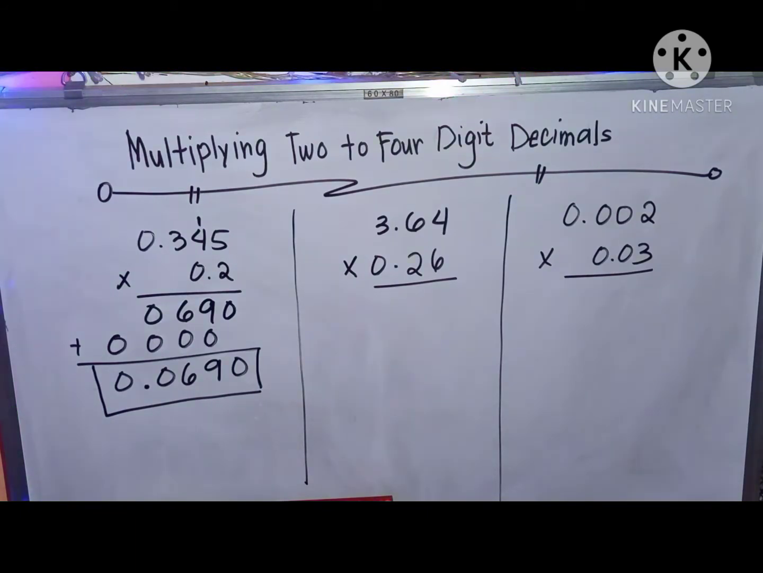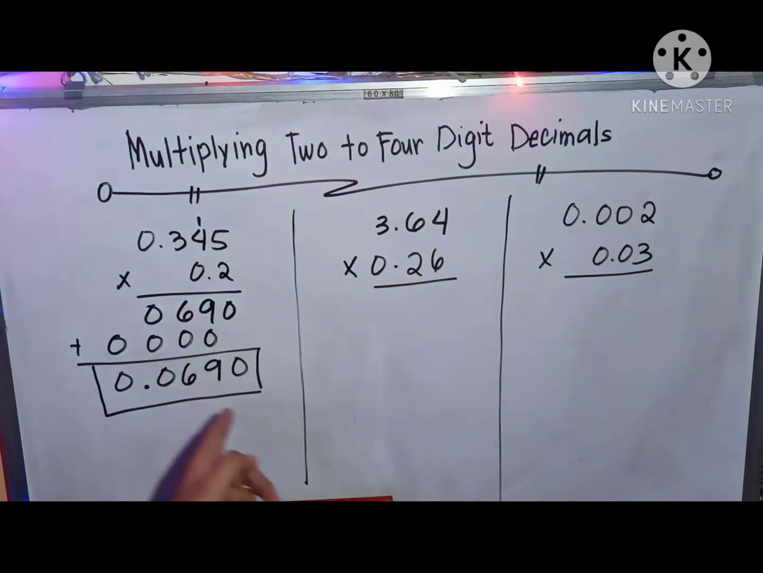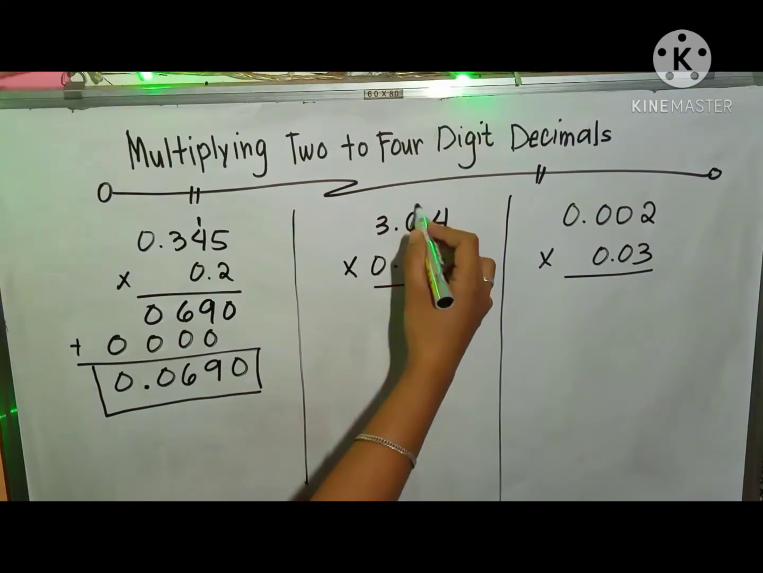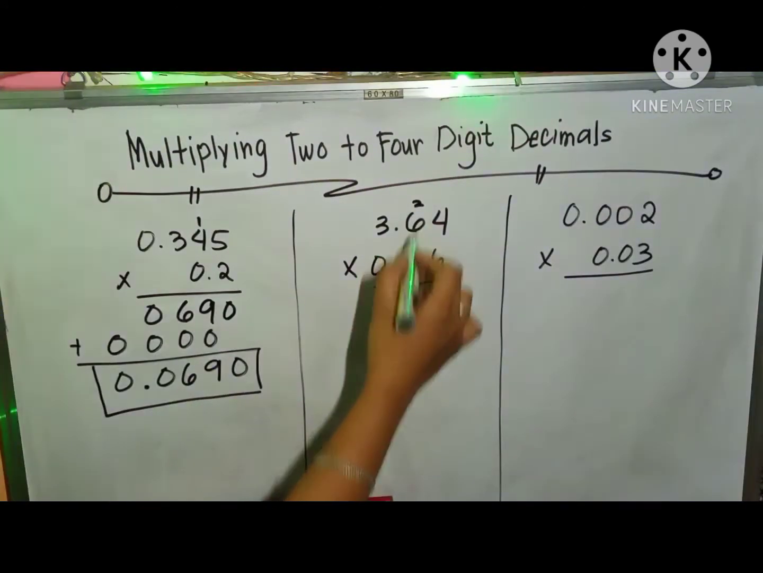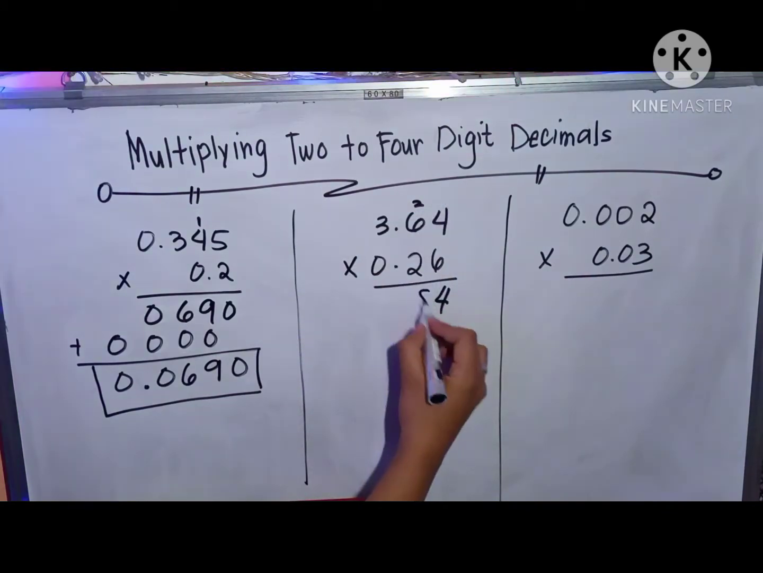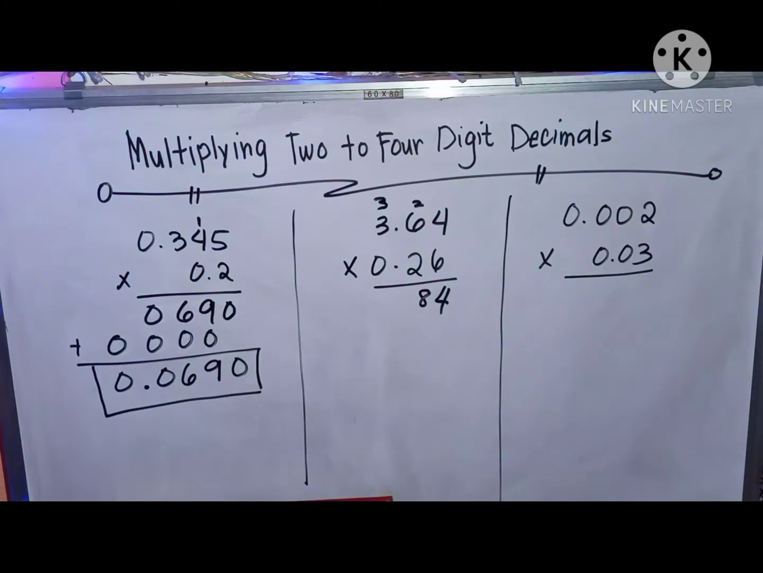Okay, for our next example, same process lang ang gagawin natin. Multiply the decimals and then count the number of decimal places to get the final product. So let us multiply 6 times 4 is equal to 24. Carry 2. 6 times 6 is equal to 36. Plus 2 is equal to 38. 6 times 3 is equal to 18. Plus 3 is equal to 21.